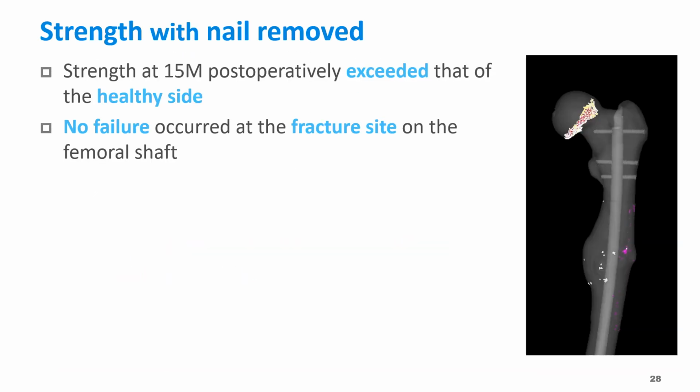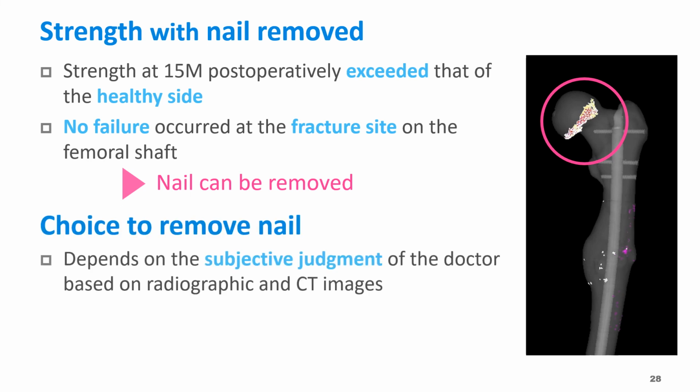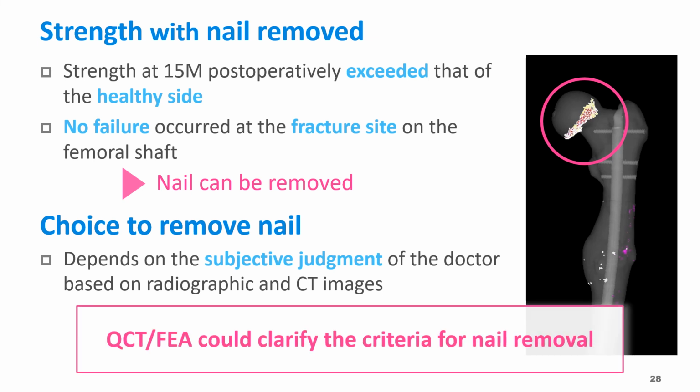The change in bone strength with nail removed exceeded the strength of the healthy side at 15 months postoperatively, and furthermore, fracture occurred at the proximal site rather than at the fracture site. So, it was considered possible to remove the nail. At present, the decision on nail removal depends on the subjective judgment of the doctor, such as image findings, but finite element analysis makes it possible to clarify the criteria for nail removal.